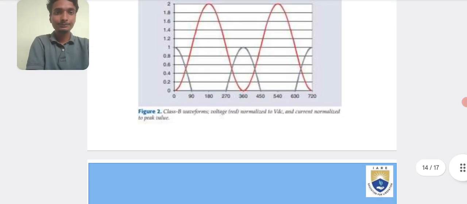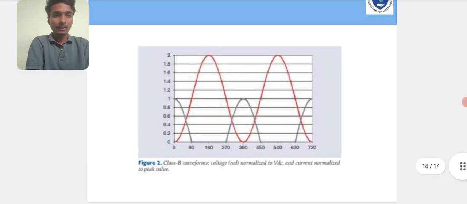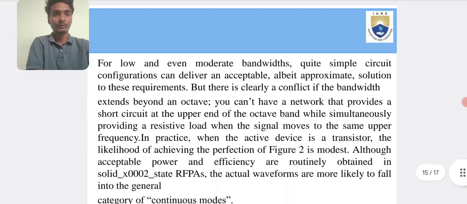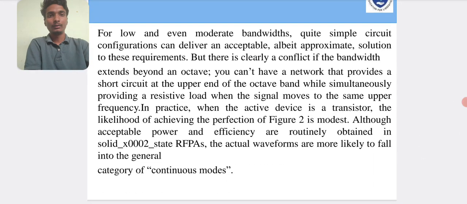So this is figure 2 about class B waveforms, with voltage normalized to VDC and current normalized to peak value. For low and even moderate bandwidths, simple circuit configurations can deliver an acceptable approximate solution to these requirements. But there is clearly a conflict if the bandwidth extends beyond an octave.